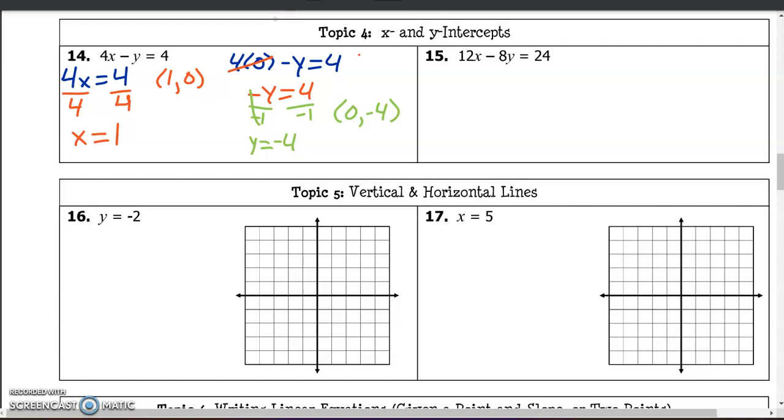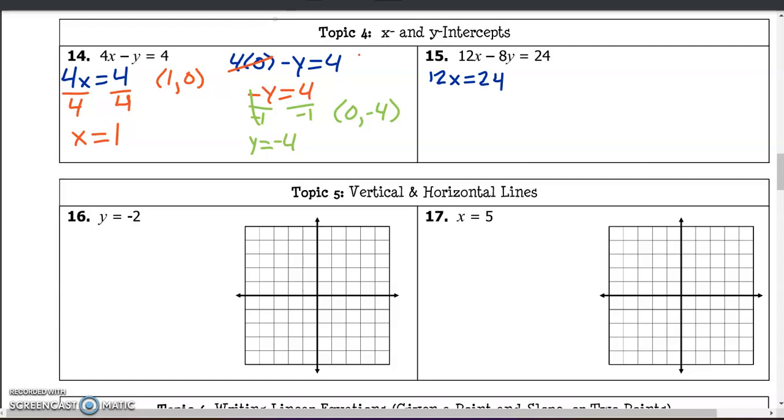Okay, so I'm going to do the next one a little bit quicker. Okay, so hopefully that makes sense. So again, to solve for x-intercept, change y to 0. So this 8 minus 8y just essentially goes away. So now we have 12x equals 24.